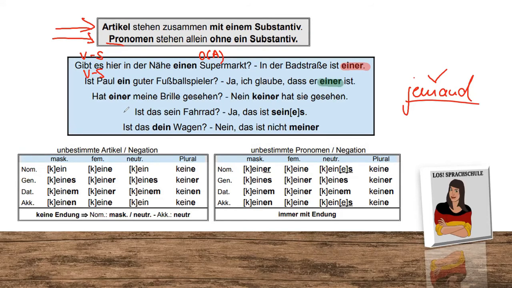Next one. Hat einer meine Brille gesehen? Did one see my glasses? And here we have it even in the question. Nein, keiner hat sie gesehen. No, nobody saw them. Einer and keiner are both pronouns.